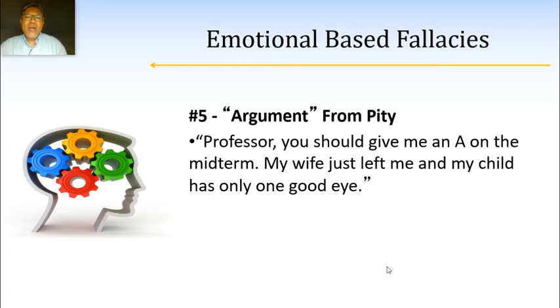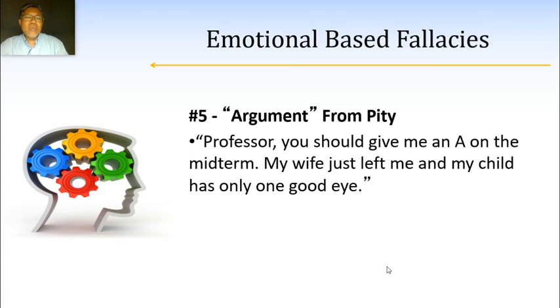Okay, so having your wife leave you and the condition of your child are horrible in this case. They affect your well-being, sure. Not too clear as to why it justifies a teacher giving an A on a midterm, right? So what it does instead is it makes the listener, or hopes to elicit within the listener, a feeling of pity. So if you can get the listener on your side by having them feel pity, then you can more easily or possibly move them towards believing the claim you want them to believe in.